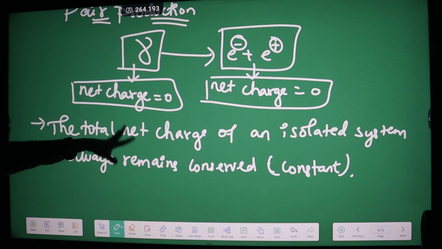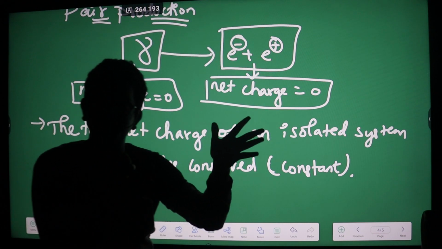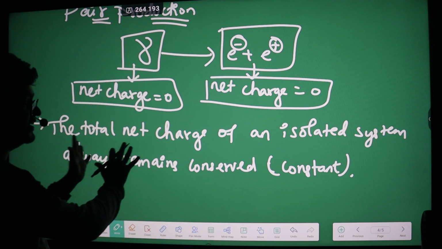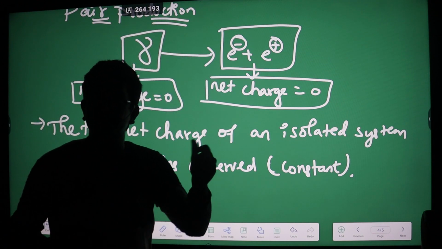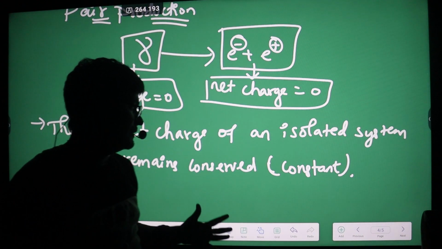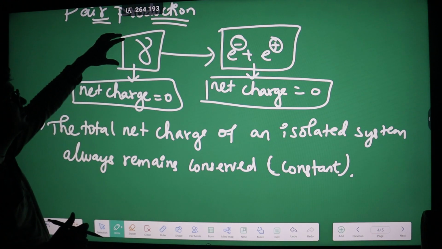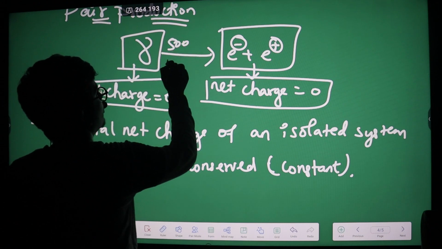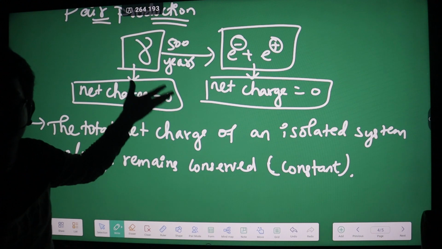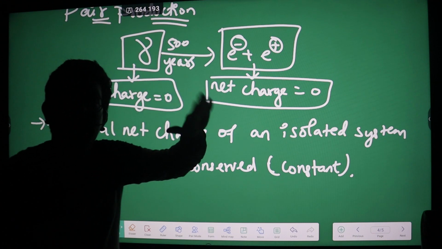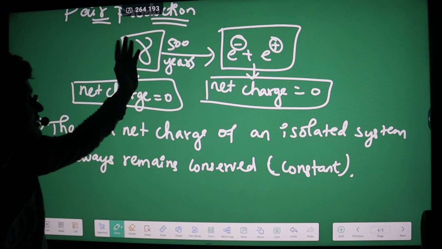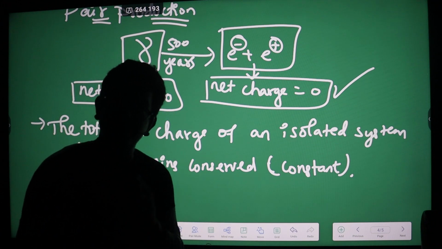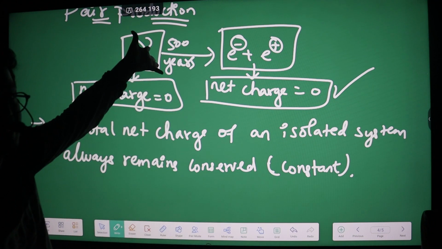Here you can see the total net charge of an isolated system. If any system is isolated, the net charge is always going to be conserved, always going to be constant. That means if I observe this container which has the gamma photons after 500 years, still the net charge is going to be zero. The net charge is not going to vary, because it is an isolated system.